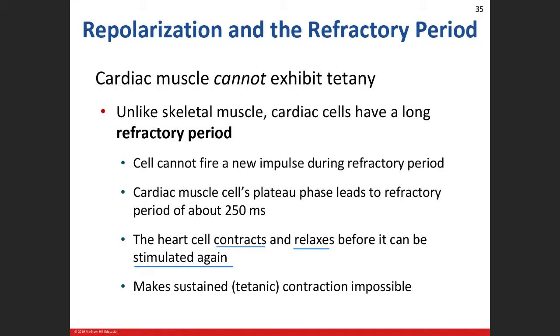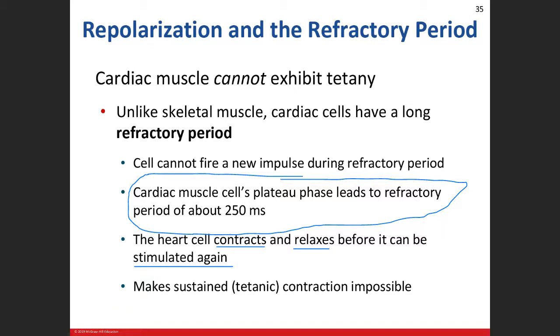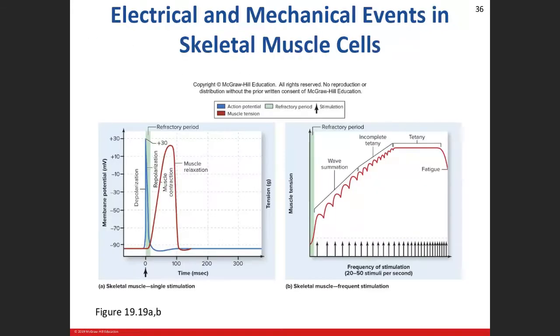Okay? So you definitely need to know that the reason why the cardiac cell cannot go into tetany is because of that plateau phase. Pretty cool. It's like a built-in system to allow the heart to never go into tetany. Because then you'd be dead. You would be dead. Okay?